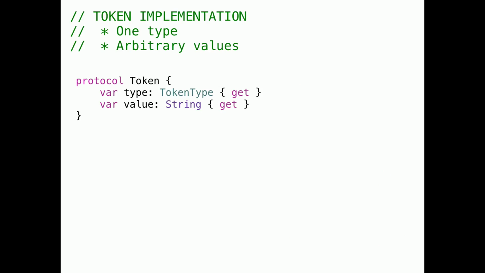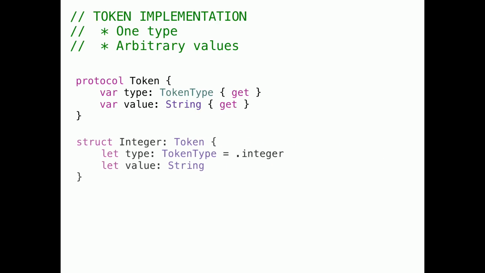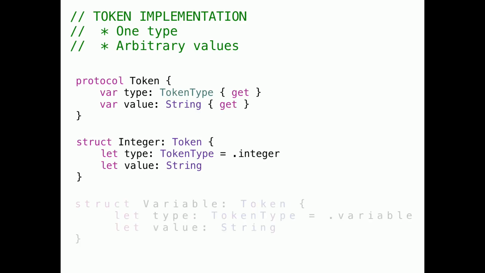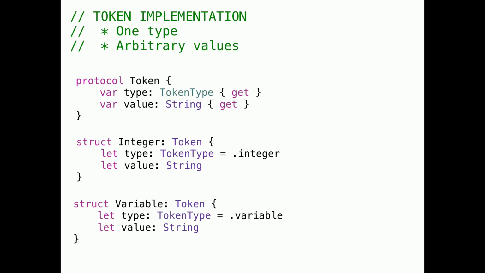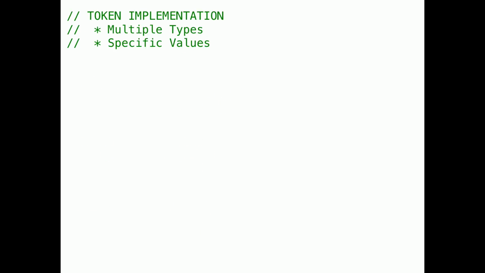So let's look at what we mean, starting with the first kind. An integer is an example of a token that has one type. It's always an integer, so we can just hard code that into our struct here. On the other hand, its value is arbitrary. It can be any string of digit characters. So we'll just leave that as a string, and we'll let Swift give us an initializer for free here. Now note that we're not validating that the value is in fact made of only digit characters. So we're going to have to do that somewhere else in our tokenization process. A variable token, I should say, would have an equivalent implementation. It's always a variable, and its string is arbitrary.